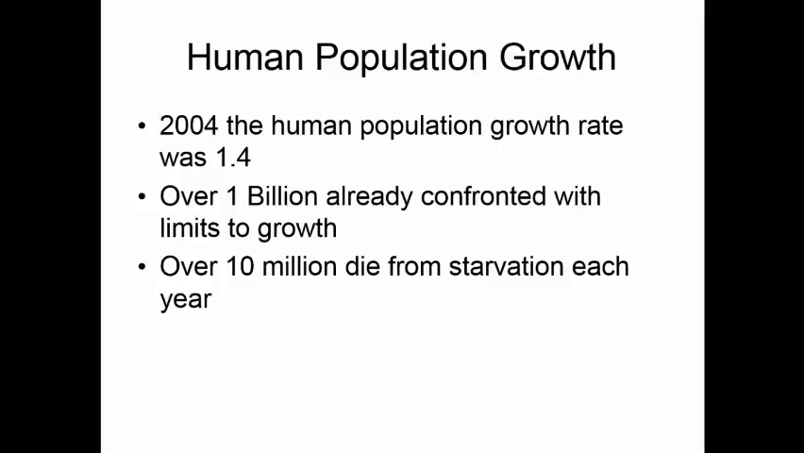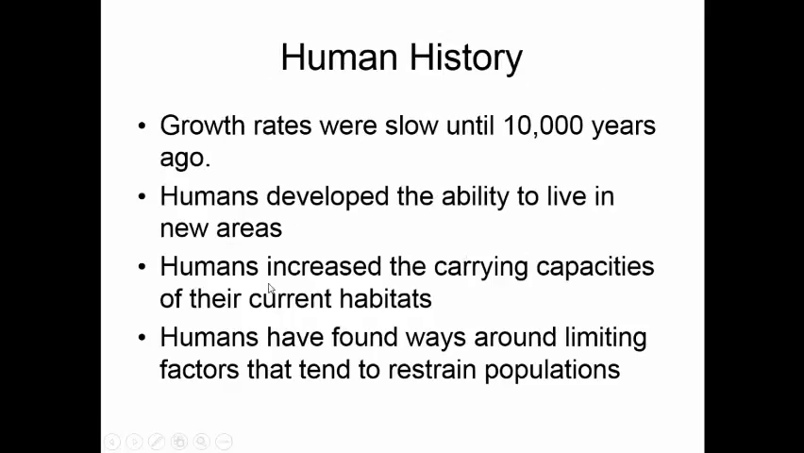In 2004, the human population growth rate was at 1.4, so over 1 billion people were already confronted with limits to growth. Over 10 million die from starvation each year. Luckily, we've started dropping down below that rate, so our growth is decreasing, but now we're at 7 billion, so that's a lot. Growth rates were slow until about 10,000 years ago, so it took a long time for our population to increase.